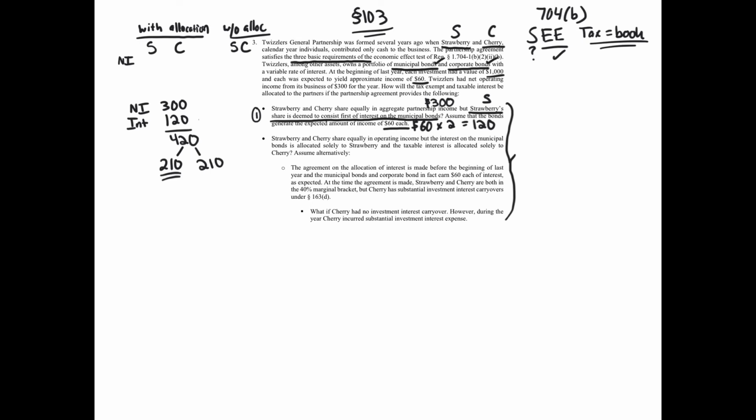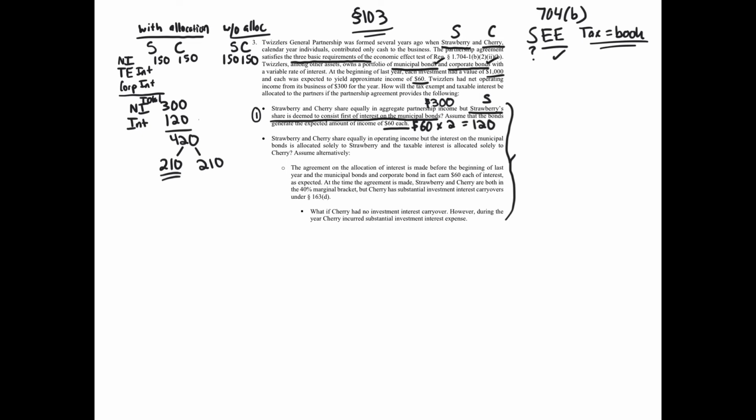So we've got net income, the tax-exempt interest, the corporate interest, and then that's going to give us a total. So without the allocation, S versus C, business income, or net income, is going to be 150. That's across the board. We're not doing any special allocations there. That makes no difference with the special allocation versus without. The tax-exempt interest is what makes a difference.